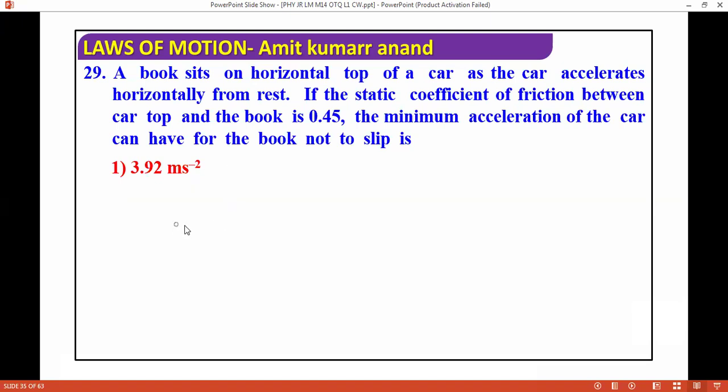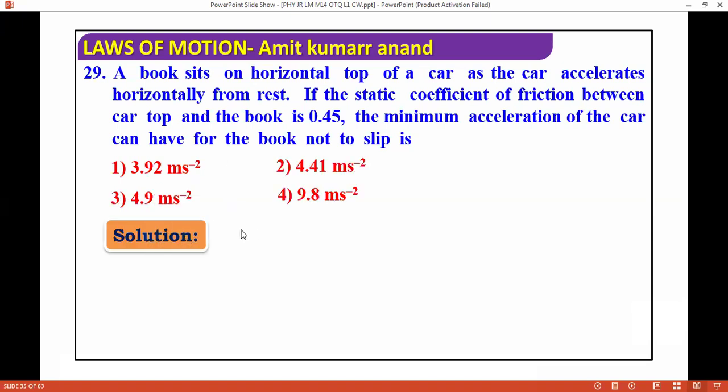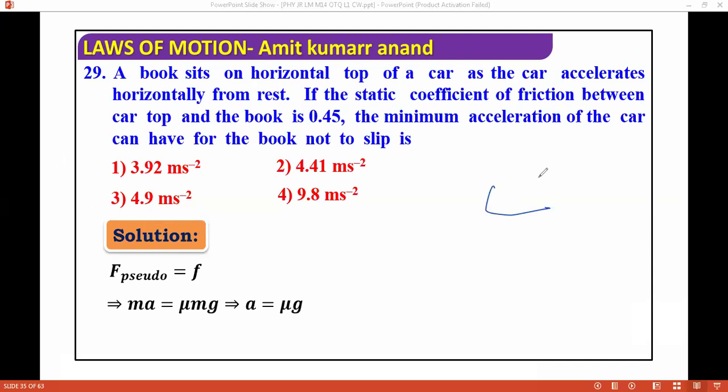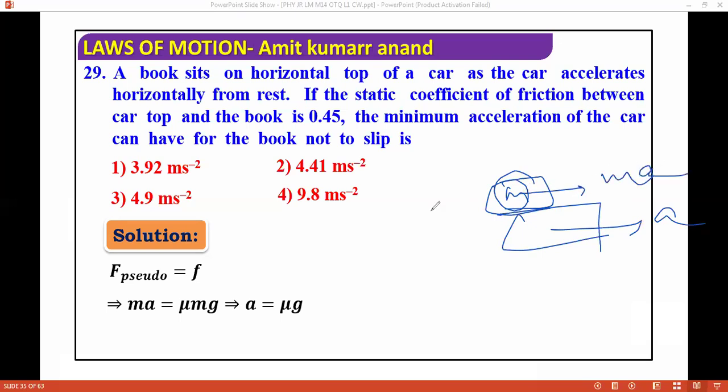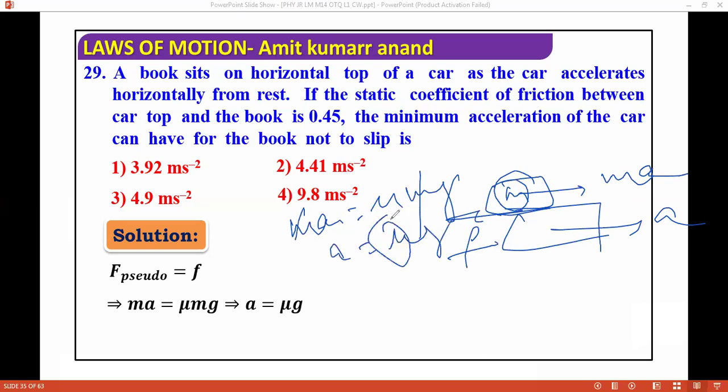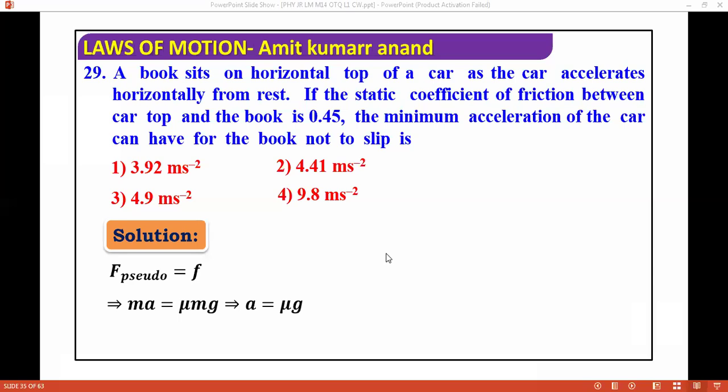Here we have the options. So basically, m cancels out here, because if this is the block, a small mass, it is the mass of the book. The acceleration is the same as the acceleration of the car. So ma equals mu into mg, because this is the frictional force on the book. So m cancels out. That's why I didn't give you the mass. So the acceleration will come as mu into g. You already know mu and g, so you can put in the values. The answer will come 4.4 meter per second square.